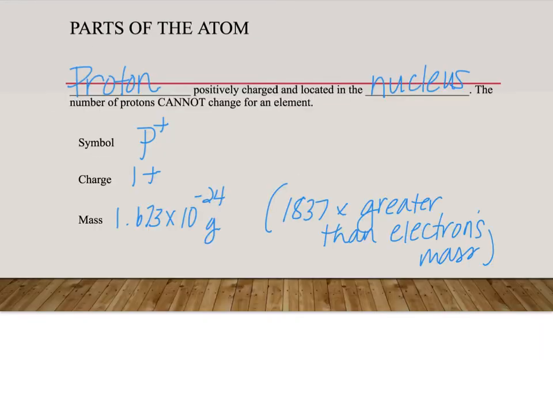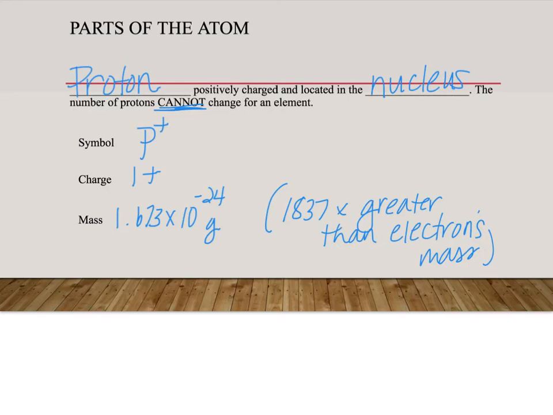So the proton is the first thing we're going to talk about, and of course we know that a proton is positively charged and it's located in the nucleus. The number of protons cannot change for an element. The number of protons always remains the same, and so that's actually how we will identify elements, by its number of protons. The symbol for the proton is a little p with the plus sign.